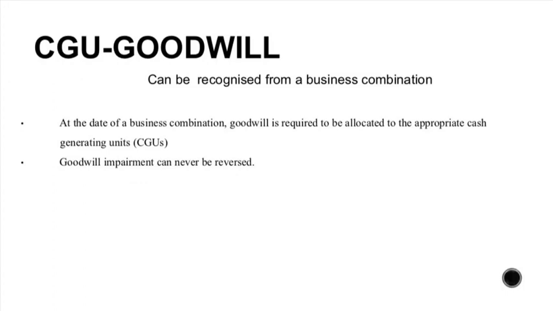A CGU for goodwill can be recognized from the business combination. At the date of business combination, goodwill is required to be allocated to the appropriate cash generating unit. Goodwill impairment can never be reversed.